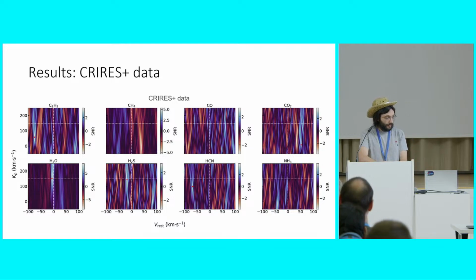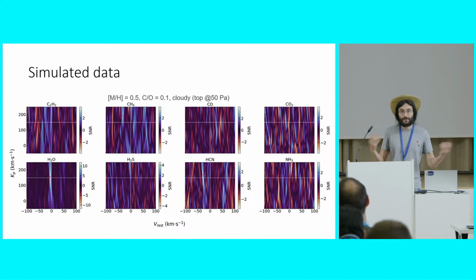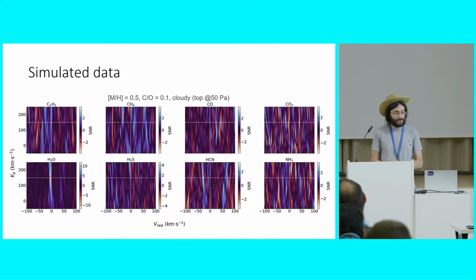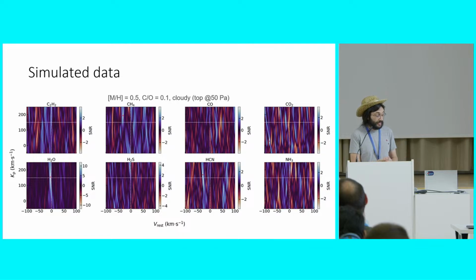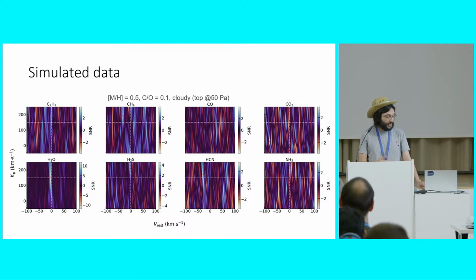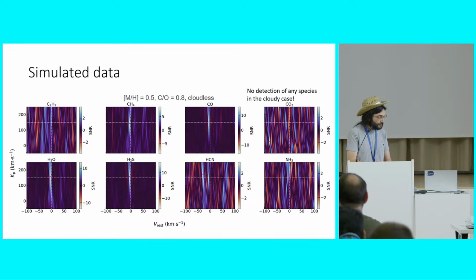And here are the results that we obtained. You can see that we only detected water, and with CCF analysis you cannot estimate the abundance of the species directly, but what you can do is compare these results to simulated data and see what you can obtain. Here are the results with simulated data with 3 times solar metallicity and a C/O ratio of 0.1. You can see that it fits the observation pretty well. And this is the same using a C/O ratio of 0.8. You can see that we detect many more species, but that doesn't look like the observation that we have.